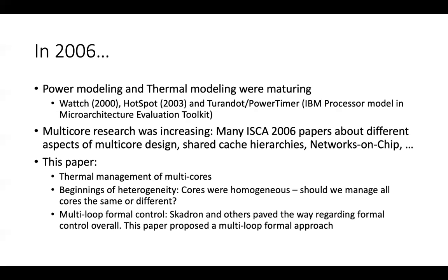Although our study focused on homogeneous cores, at this time we were seeing heterogeneous designs under serious consideration throughout the industry. There had also been many papers on formal control, such as PI or PID, proportional integral derivative controllers. Our paper built upon this with a multi-loop formal approach.